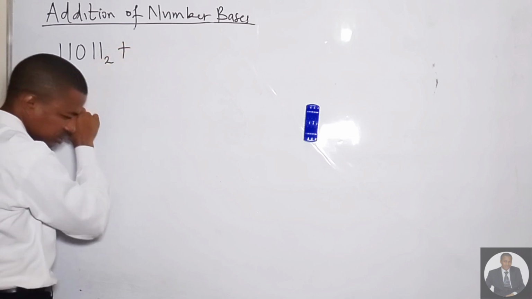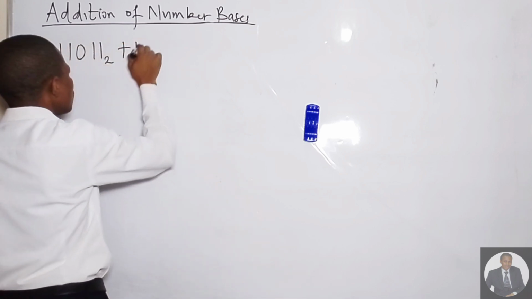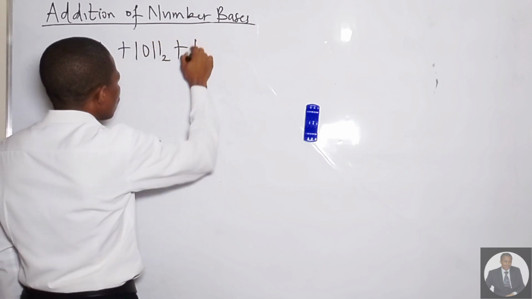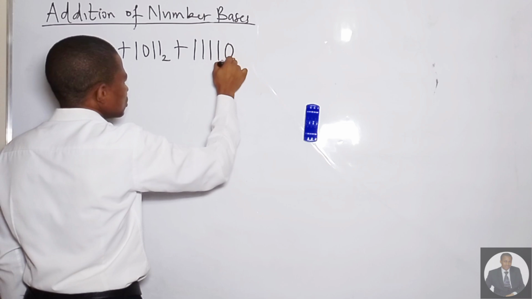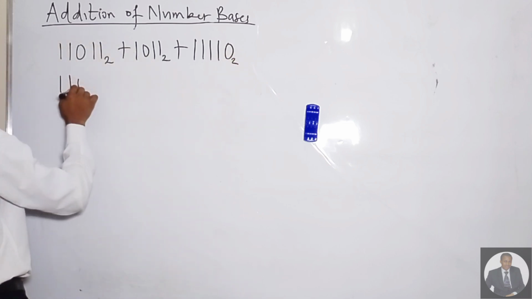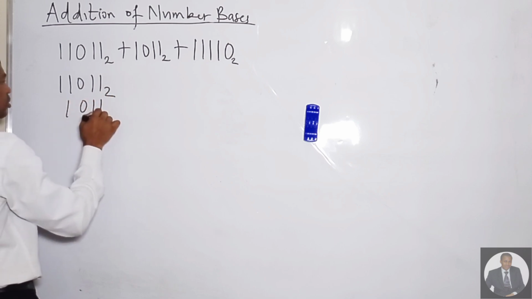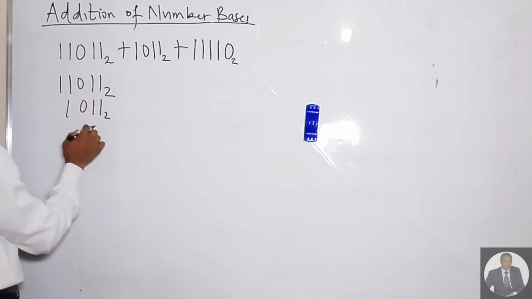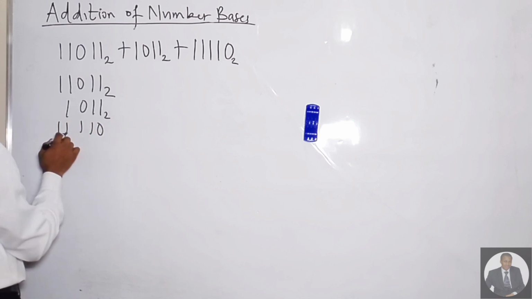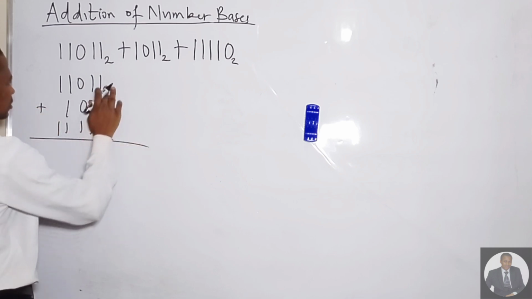11011 base 2 plus 1011 base 2 plus 1111 base 2. So how do we add this? We say 11011 base 2 plus 1011 base 2 plus 01111, that's 4 zeros, base 2. So we add this way.